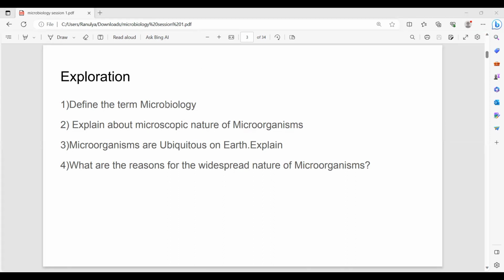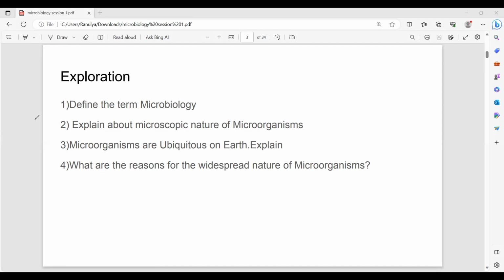Define the term microbiology. Microbiology means the study of organisms which are too small that cannot be observed with the naked eye or unaided eye when they exist individually. That is the answer.